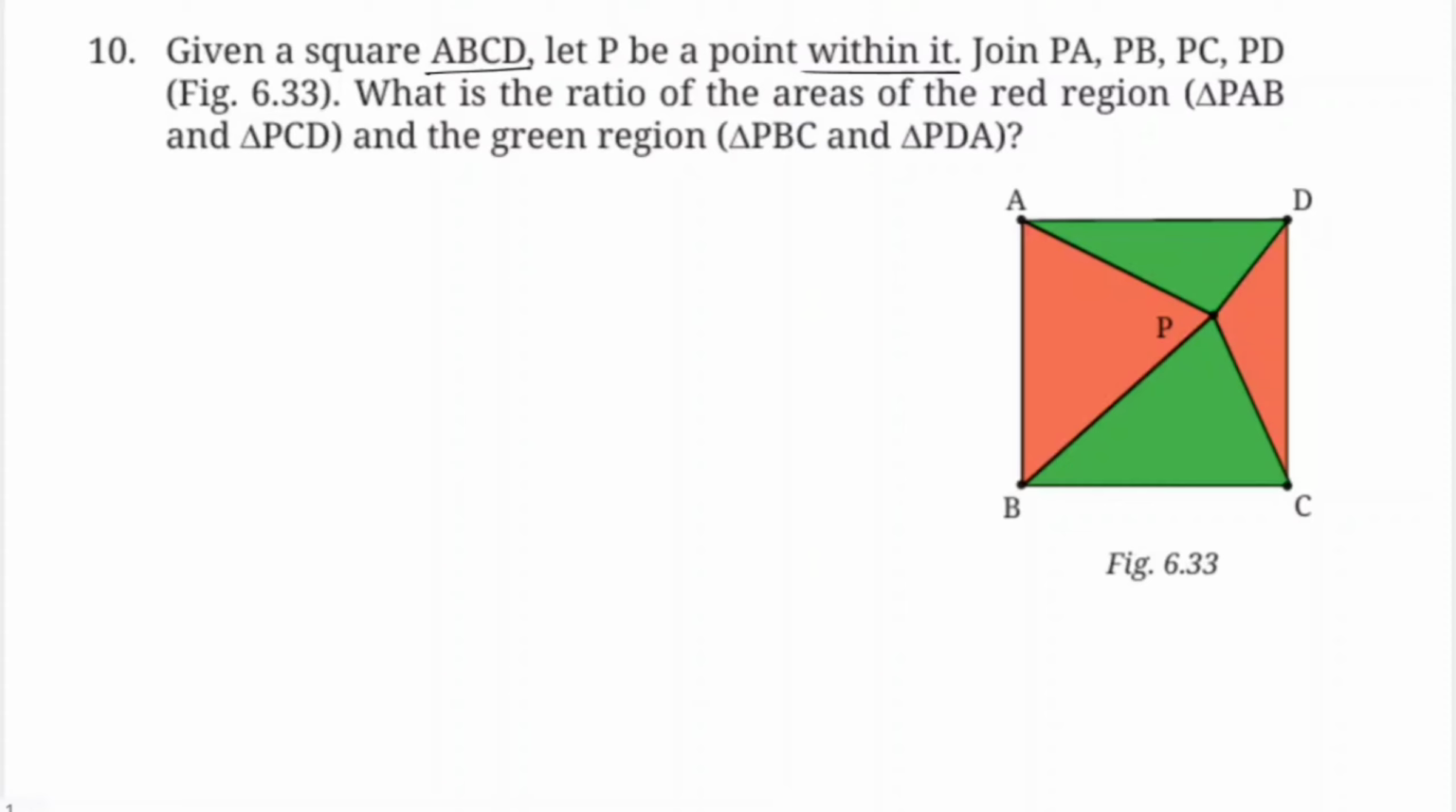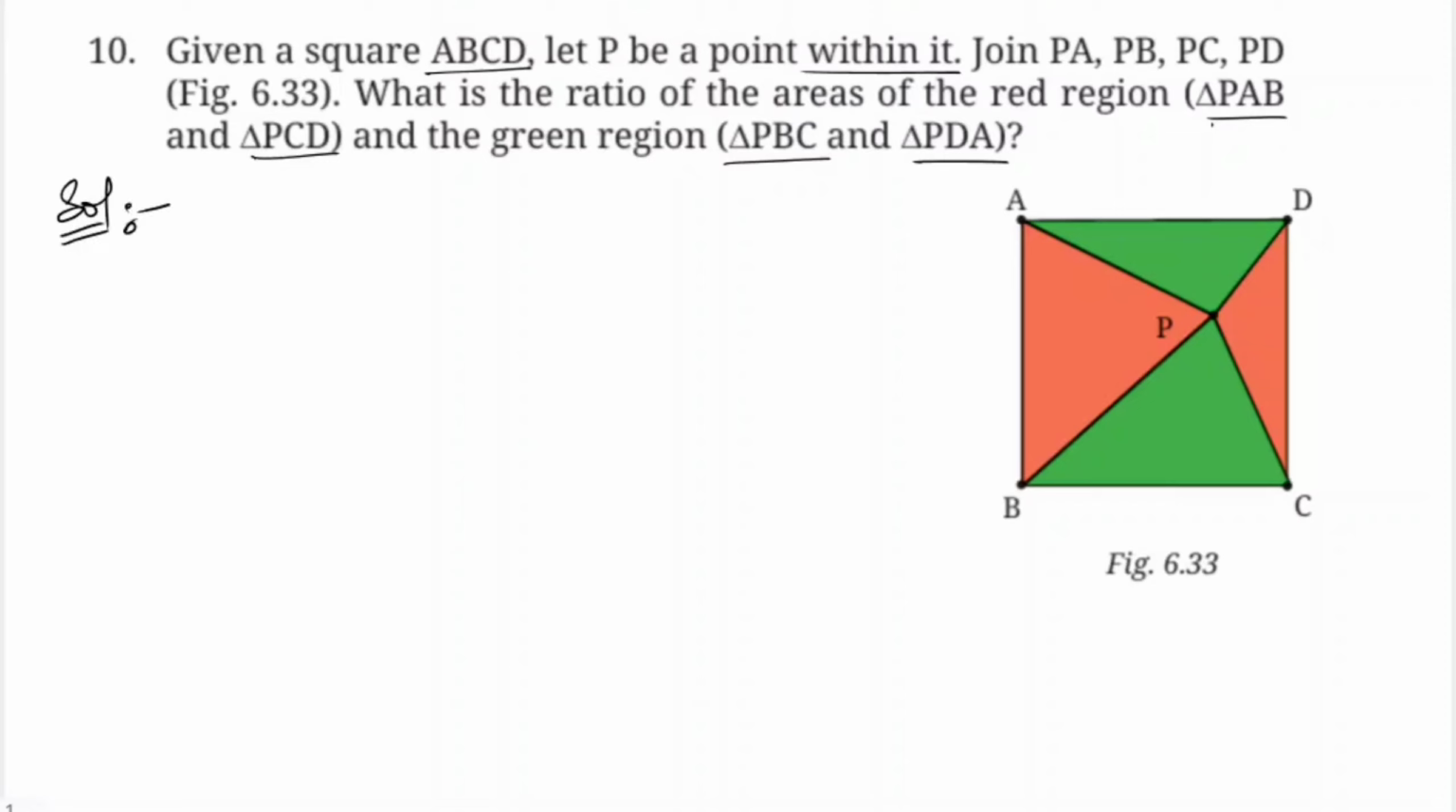the green region? So the red region has two triangles, PAB and triangle PCD, and the green region has the two triangles, PBC and triangle PDA. Now let's start the solution.